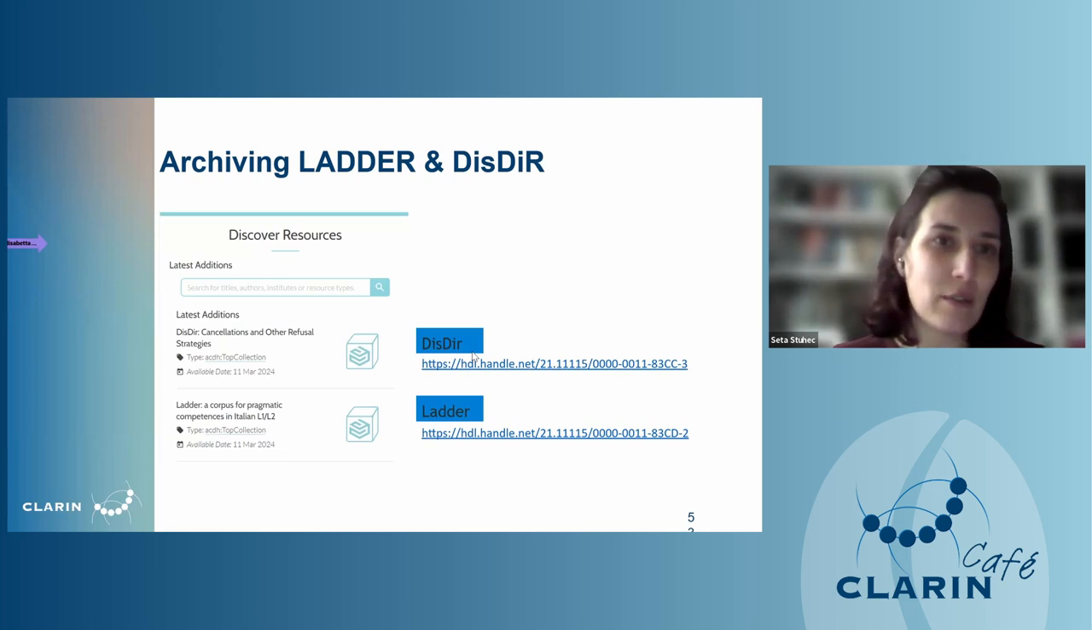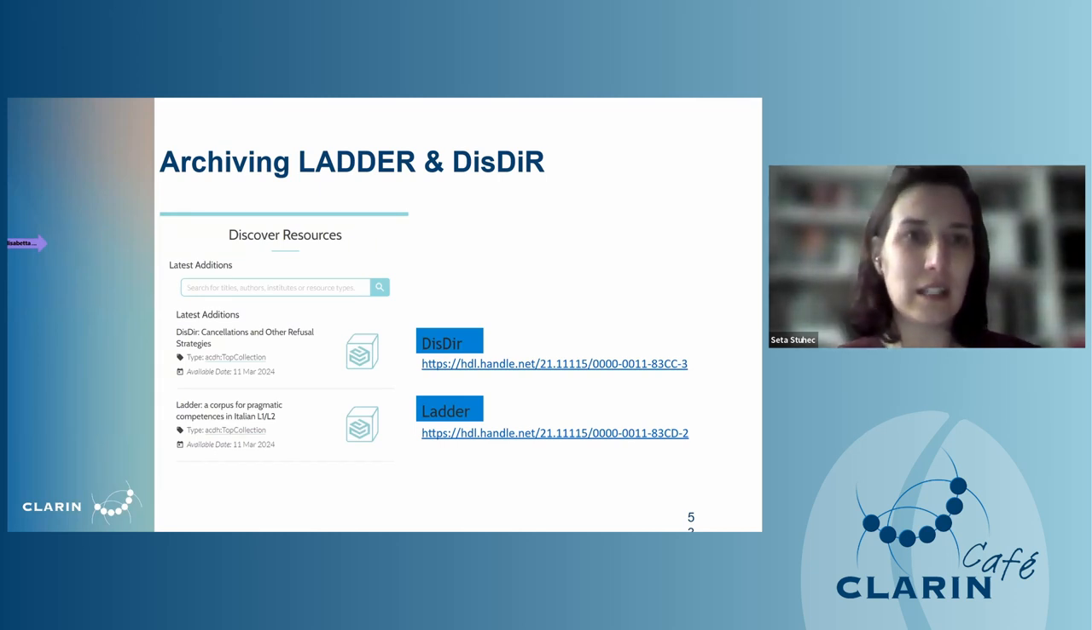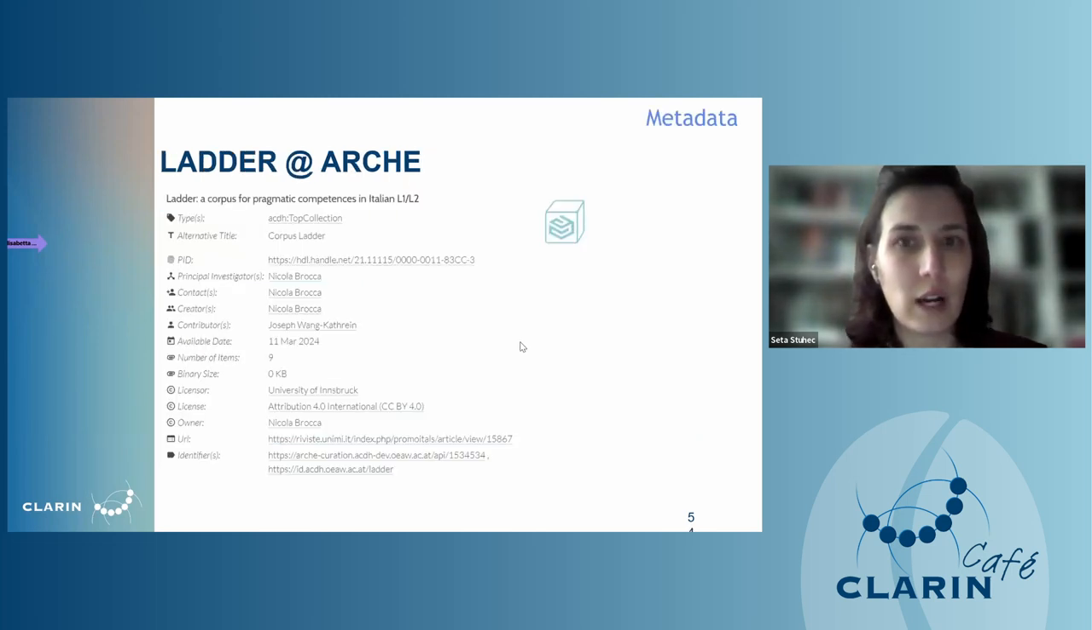I am now in the process of archiving the Ladder and DisDir data. It's a longer process, so it is not finished yet. But these two links that you can see here on the slide are the final persistent identifiers where all the data will be reachable and accessible. So we decided to make two collections.